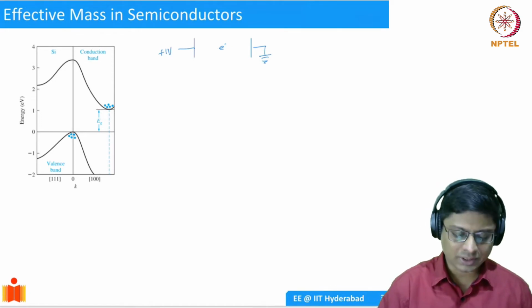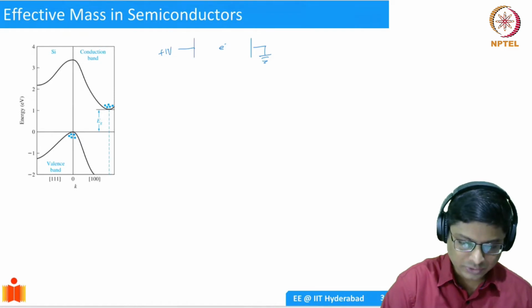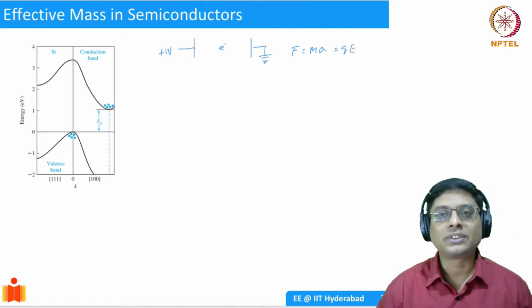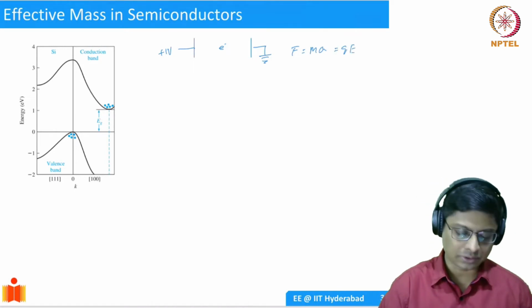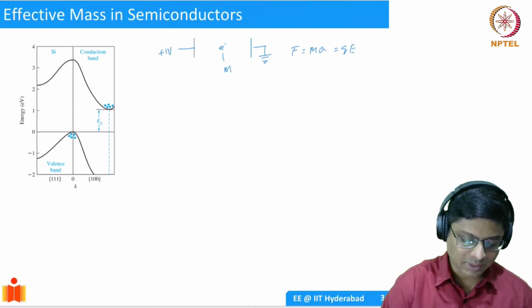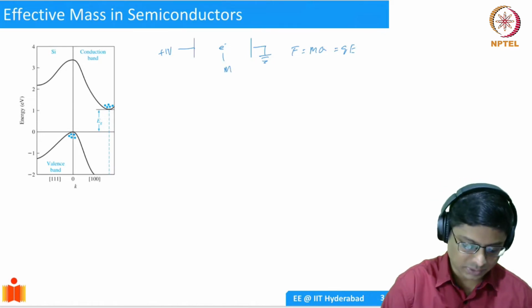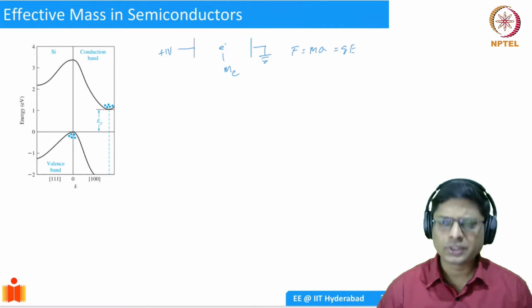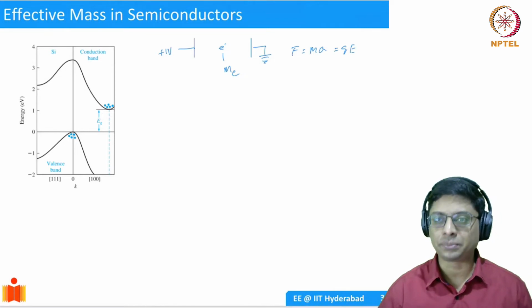This we will describe using Newton's laws. So force is equal to mass times acceleration, and that should be equal to q times E, right? What is the mass here we use? We use the mass of the electron, right? This is the mass of the electron. I'll put it as m0. All right. So this is how an electron behaves in free space.